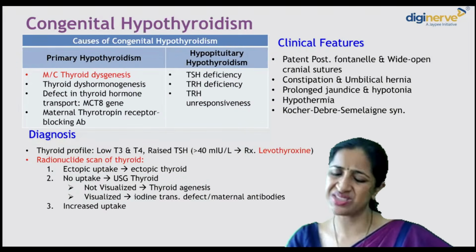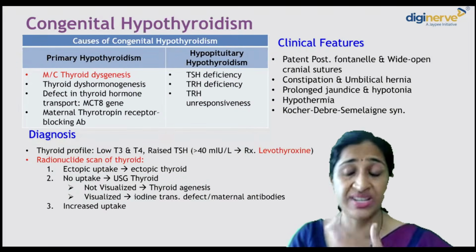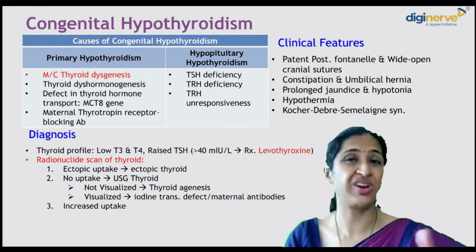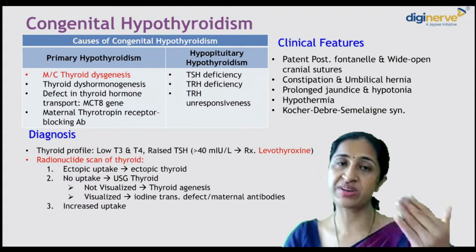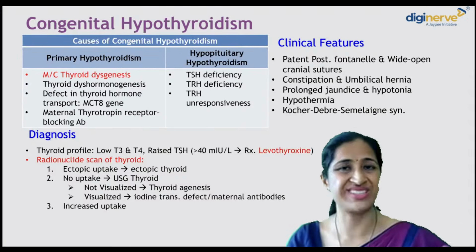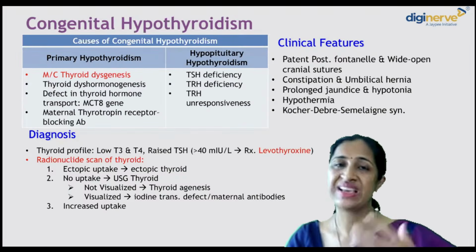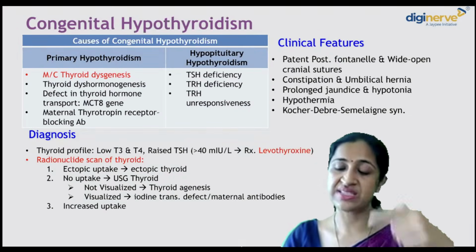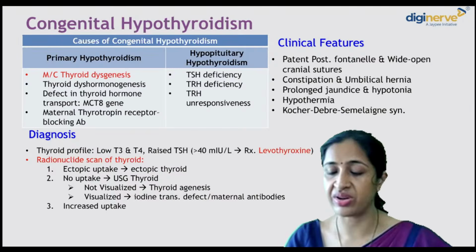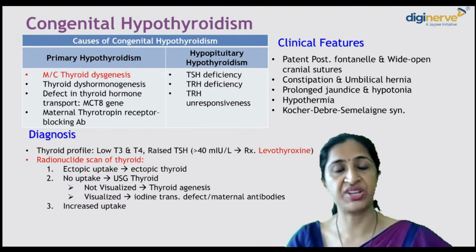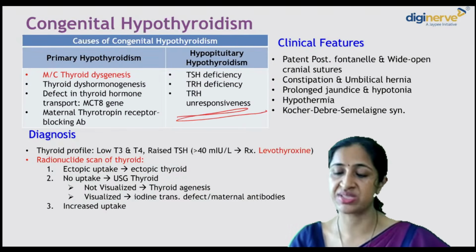So congenital hypothyroidism, very simple. Most common cause is thyroid dysgenesis. Dyshormonogenesis, defect in thyroid hormone transport and all are much less common. Thyrotropin receptor blocking antibodies is when the mother is on such medication or she is having some antibody disease, Graves, etc. in the mother. This is primary gland induced. The secondary or hypopituitary type of hypothyroidism is where you have TSH, TRH deficiency or receptor issues where you have TRH unresponsiveness.